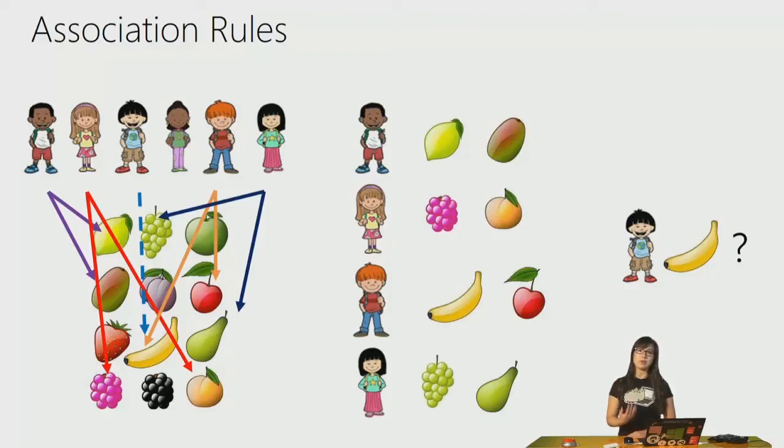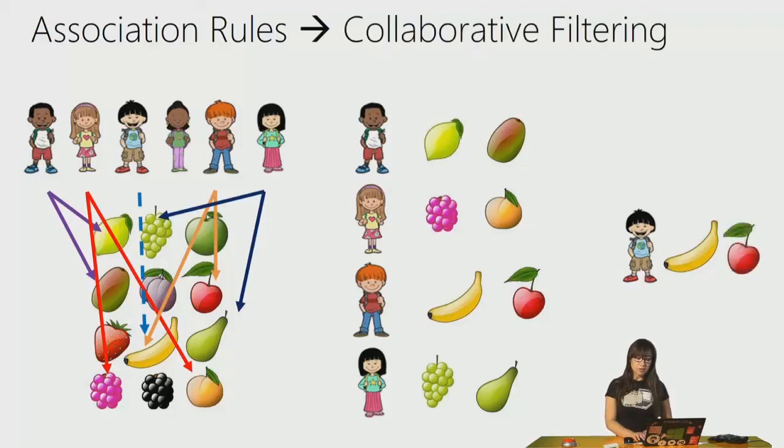And then finally, it's all about the final kid. What does he actually like to have? We already know that he really likes eating bananas. What else could we actually recommend to him? And based on another boy who takes bananas and cherries as well, in this case we could suggest or recommend cherries.